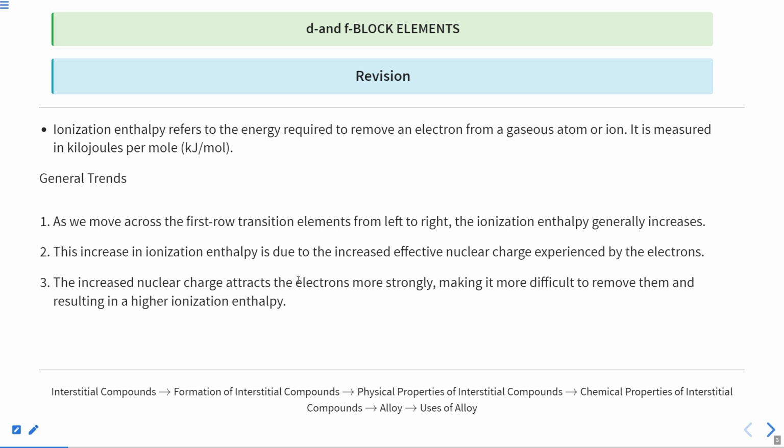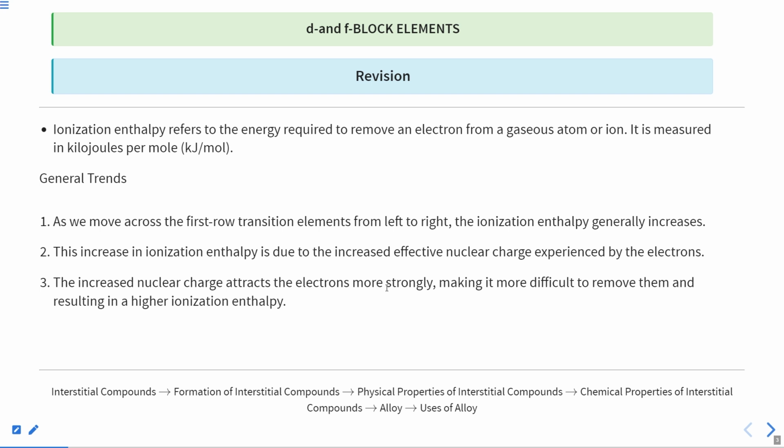Second, this increase in ionization enthalpy is due to the increased effective nuclear charge. So that same thing is mentioned here. Why is it so? Because as the number of electrons increases in the outermost shell, the effective nuclear charge experienced by the electron also increases, right? The increased nuclear charge attracts the electron more strongly, making it more difficult to remove.